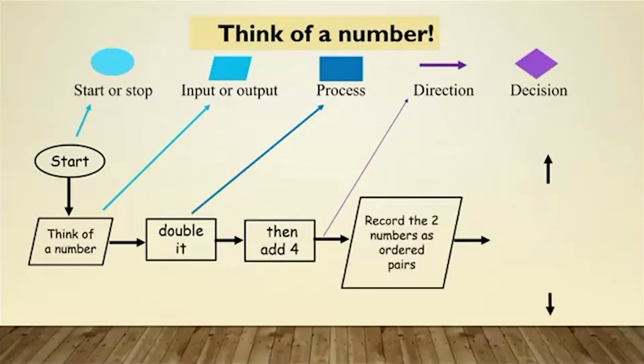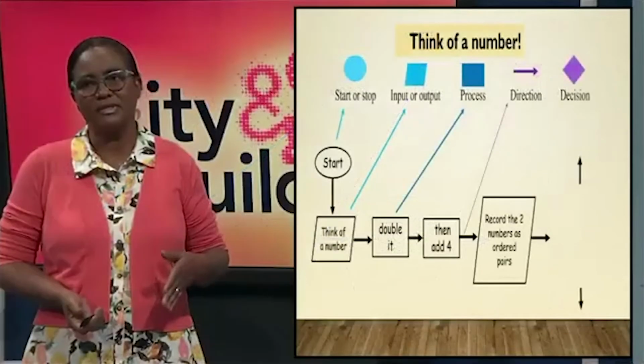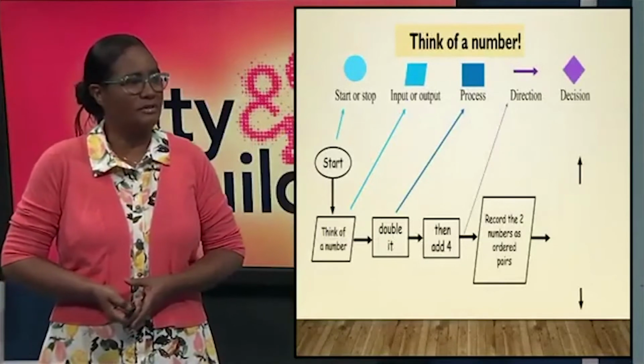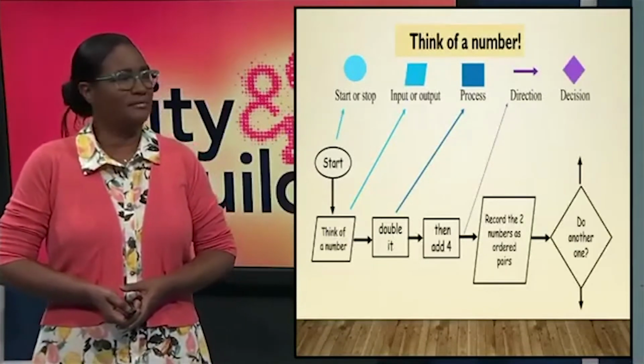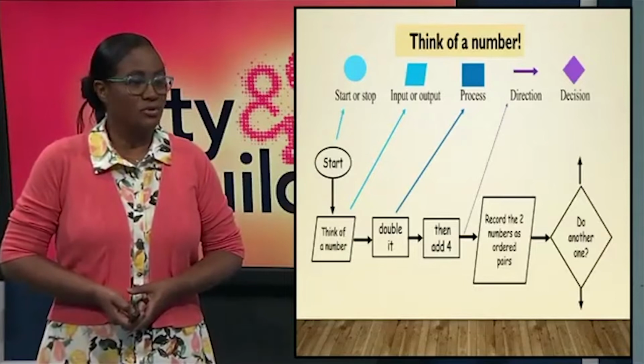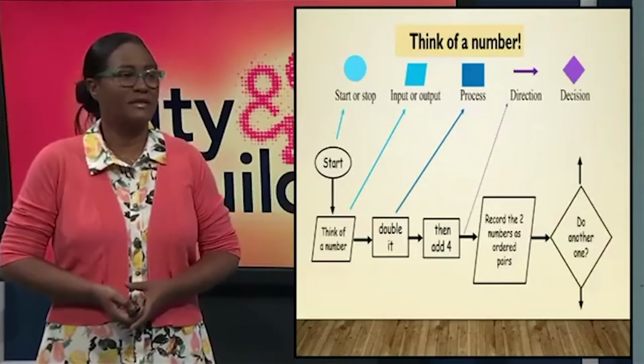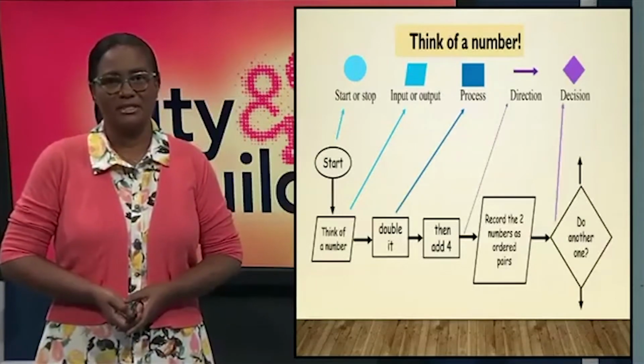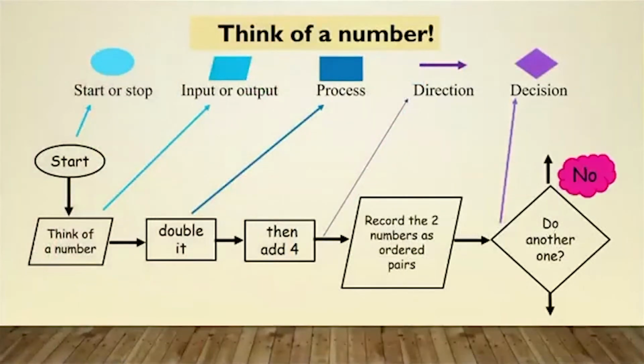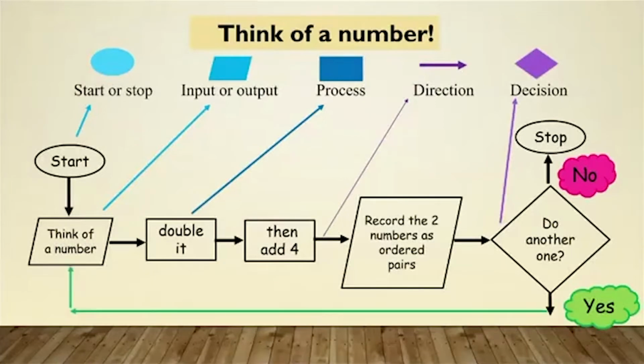Record the two numbers as ordered pairs. Which one is that now? That would be your input. You're writing down something, you're not really adding to the process. You're recording what you have done. Time for a decision. Do you want to do another one? In other words, do you want to think of another number? That would be your decision. If you don't, then you stop, right? Suppose you say yes, then what happens now? You loop back and you think of a number, okay?